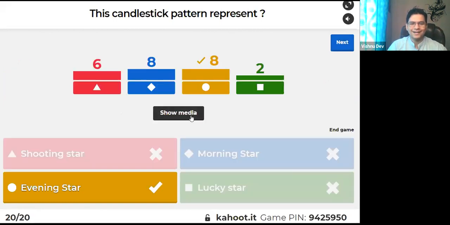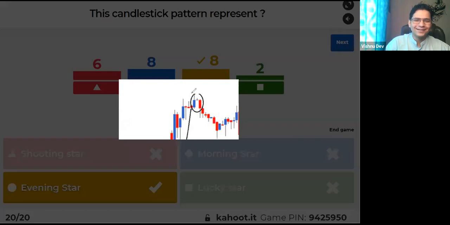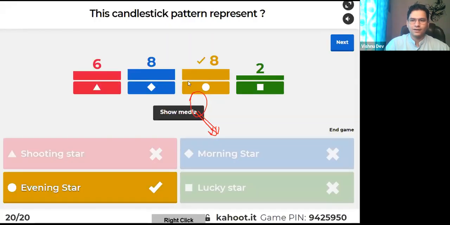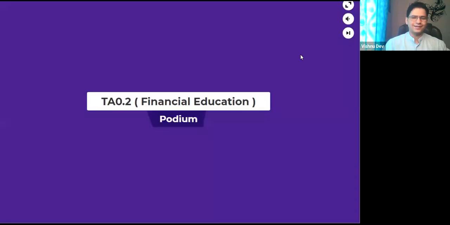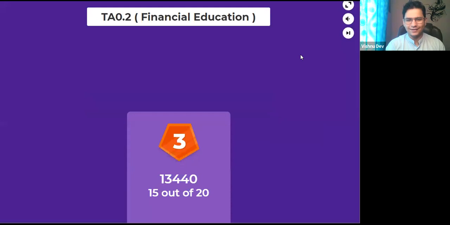Who said lucky star? Lucky star is uptrend, sir. So easy. This is an evening star, because it shows it is at the bullish trend. It's the bearish trend. It shows a downtrend. It's just like morning star, but reversed.